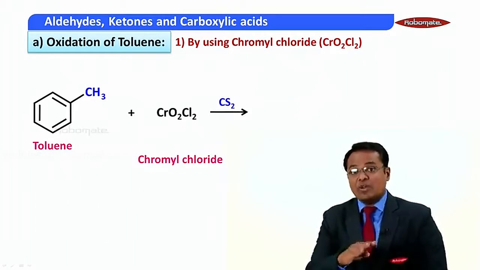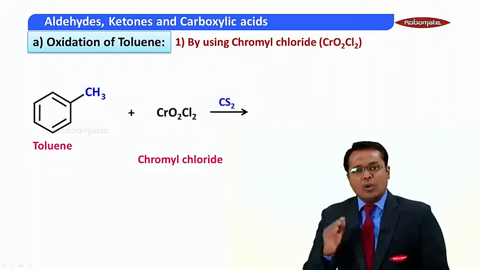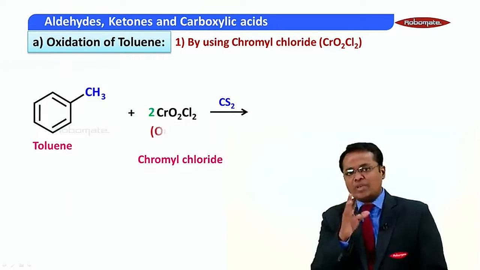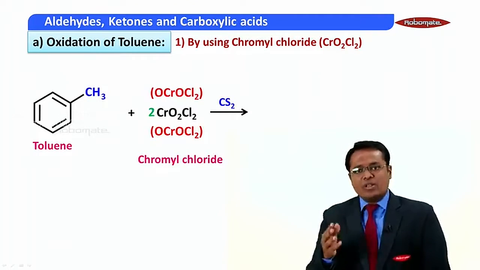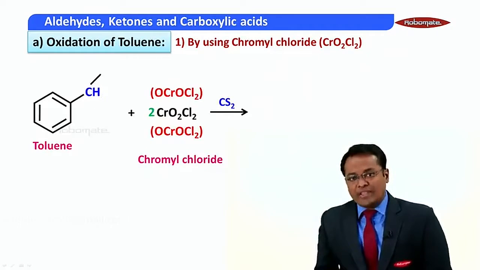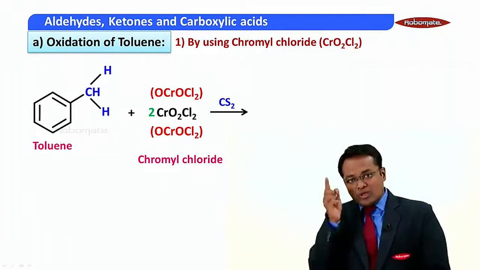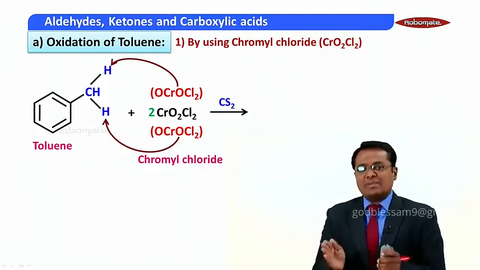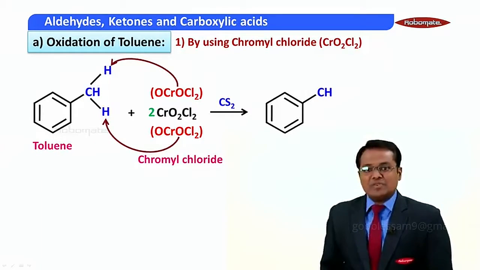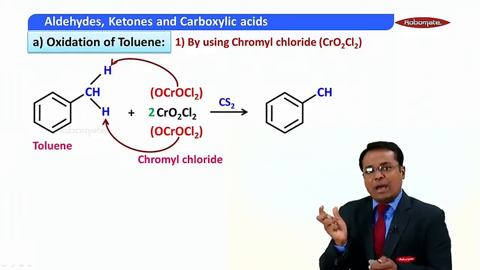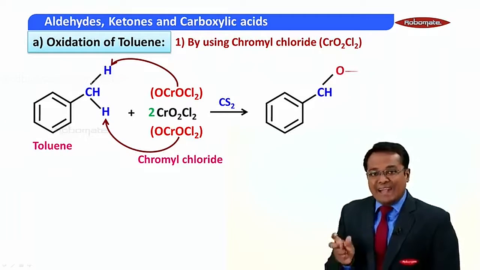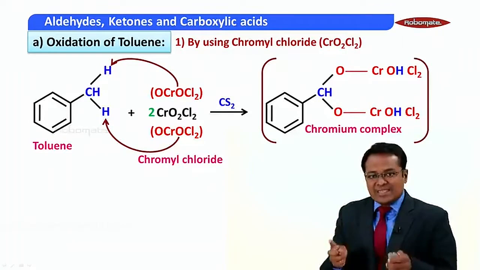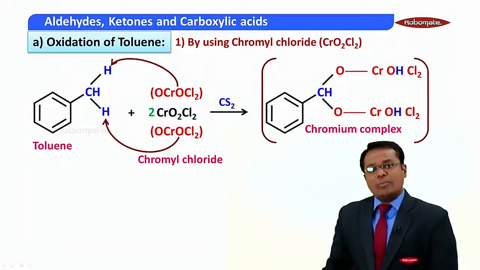In the presence of a non-polar solvent, carbon disulfide, I'll write the chromyl chloride in a slightly expanded form, and we can see two molecules are used. From the toluene, I'll remove 2H. These H will get combined with the chromyl chloride part, and hence we get an intermediate. This is the remaining part. The remaining part of the chromyl chloride will get added to this particular part, which will be O, Cr, OH and Cl2, and this is a chromium complex.